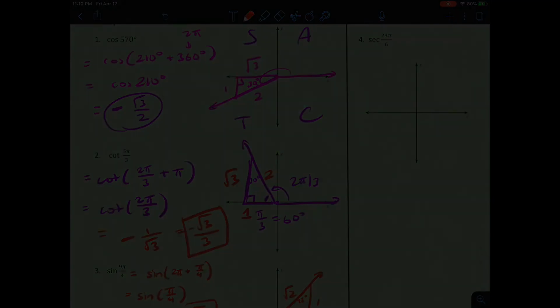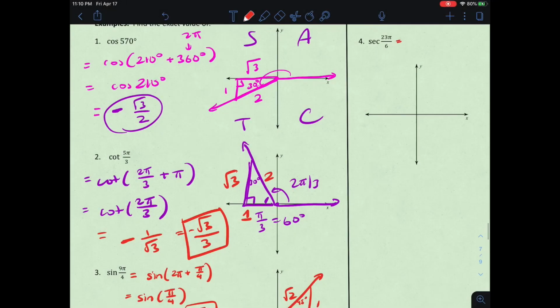So here, I'm going to use the fact that secant has a period of 2 pi. So I can write this as 2 pi plus... Now 2 pi, by the way, is just 12 pi over 6. And so I'm left with 11 pi over 6. And so according to my period properties, this is just secant of 11 pi over 6.